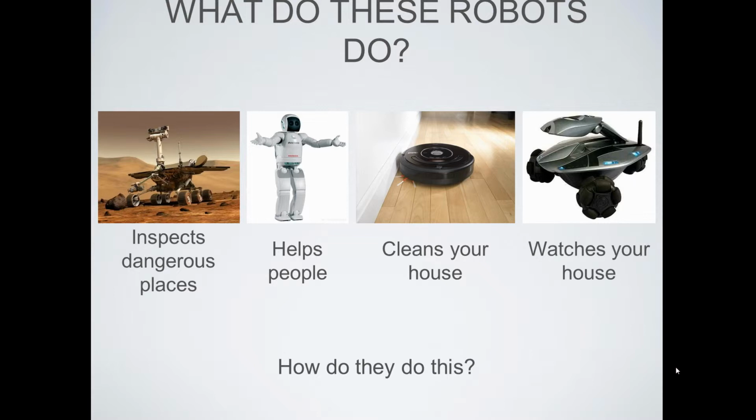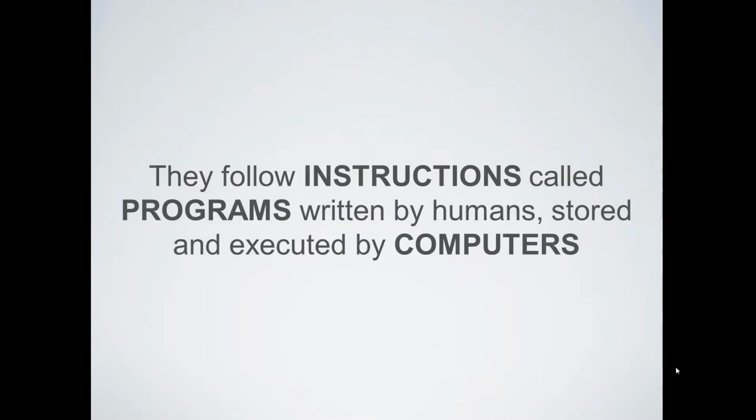Okay, I'm going to give you the answer now, and this answer is quite a long answer, but I'm picking out some key words. So each of these robots, the way that they work is that they follow instructions. Just like your parents give you instructions, like clean your bedroom or tidy away your toys. And just like your teachers give you instructions, like sit down, be quiet. They are instructions. And robots get instructions as well.